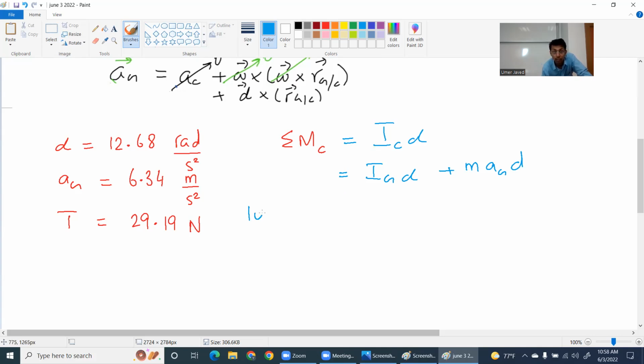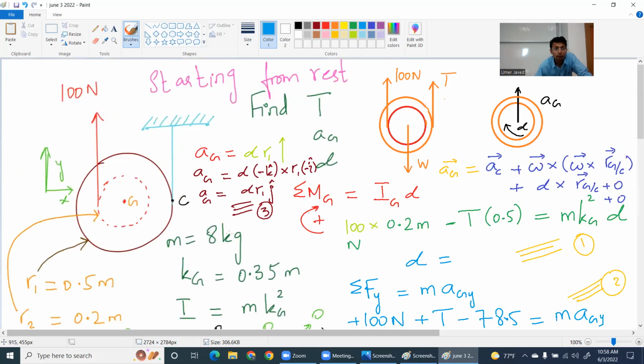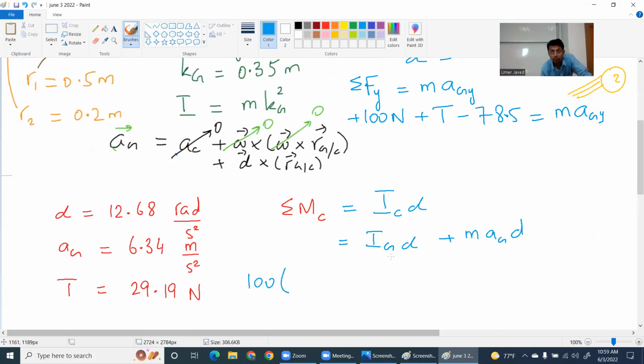It will become 100 into, what is the summation of moment about point C? It will be 0.5 plus 0.2, right? 0.2 plus 0.5. Tell me if I'm wrong. And it will be 0.5 plus 0.2. Why did I take the clockwise as positive? Because I'm looking at the right hand side. That's why clockwise is positive.